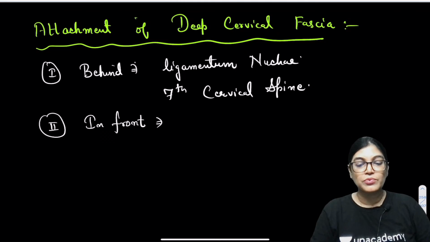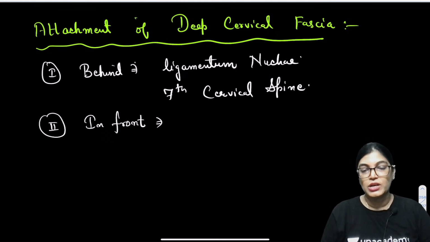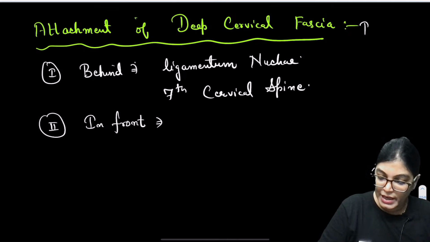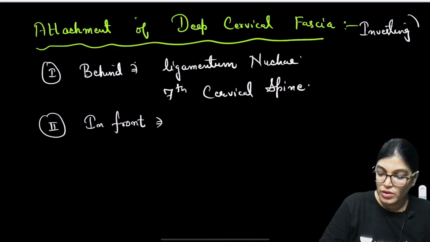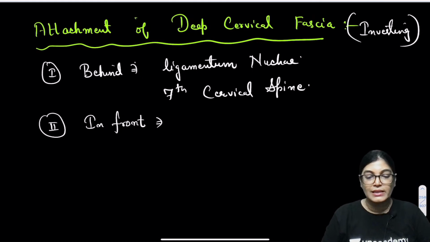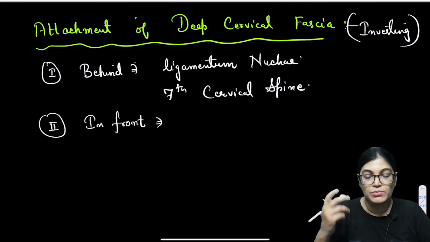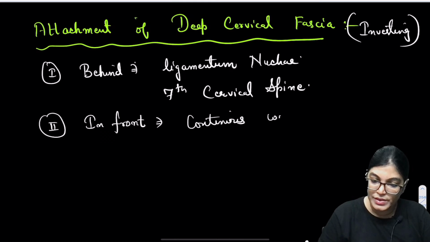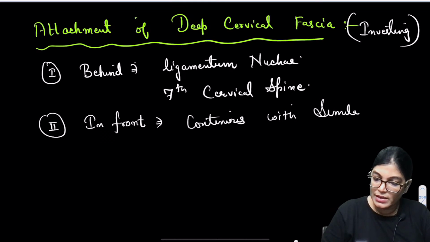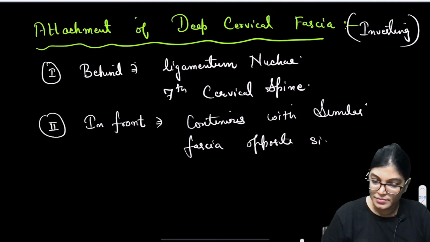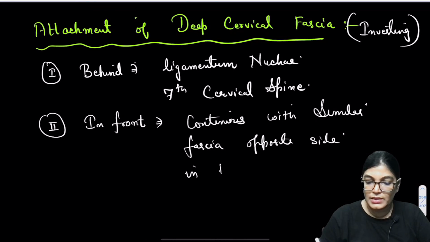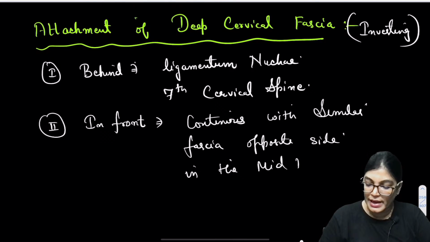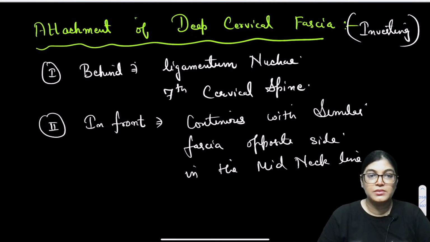So when we are talking about the front attachment, the two sides of the investing layer of deep cervical fascia merge with each other. So in front you can write: continuous with similar fascia of the opposite side, in the midline, in the mid neck line. So yes, we have done with this.